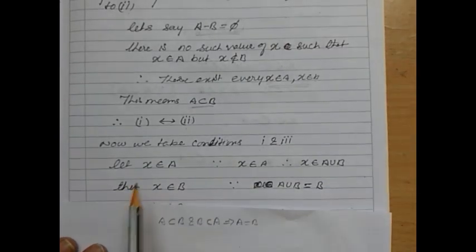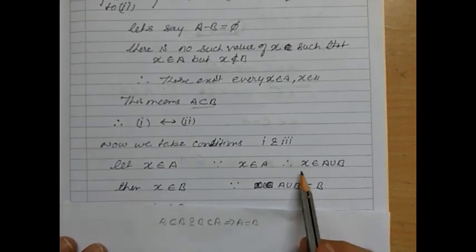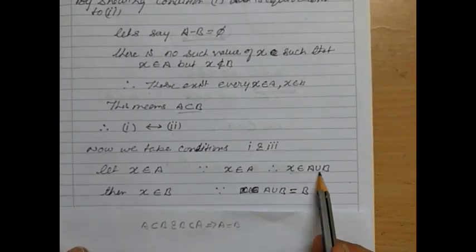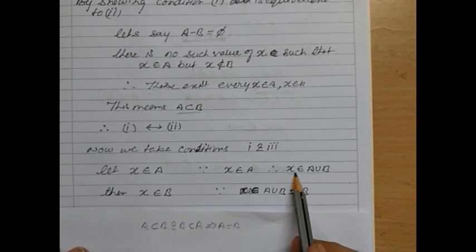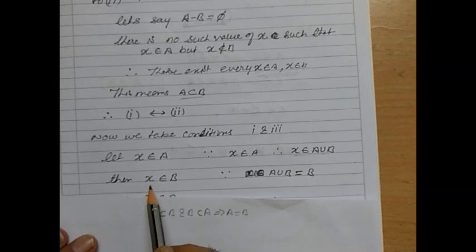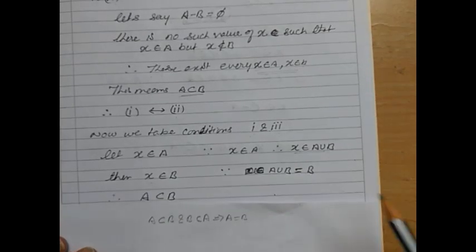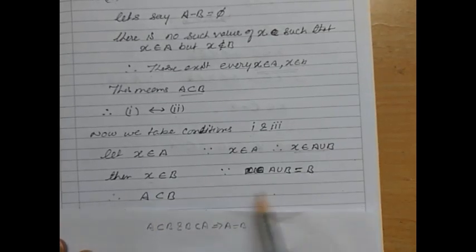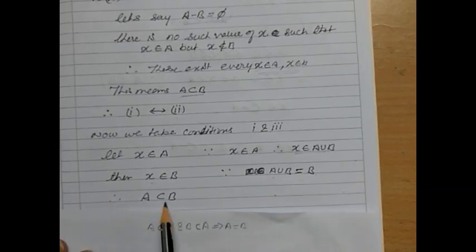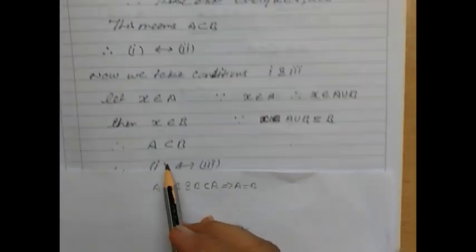So here we take that x belongs to A. If x belongs to A, then x belongs to A union B. So if x belongs to A union B, then we can say x belongs to B. Isn't it? So x belongs to B. So here it says that A union B is equal to B. Then we can say that A is a subset of B. A union B is B, so then we can say A is a subset of B. So when it is a subset of B, we can say that it satisfies the first and third.